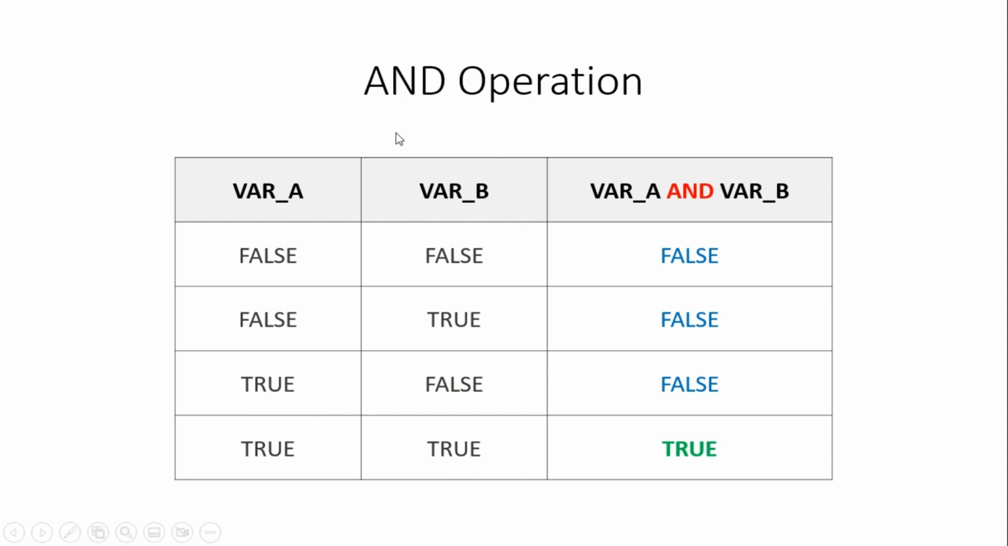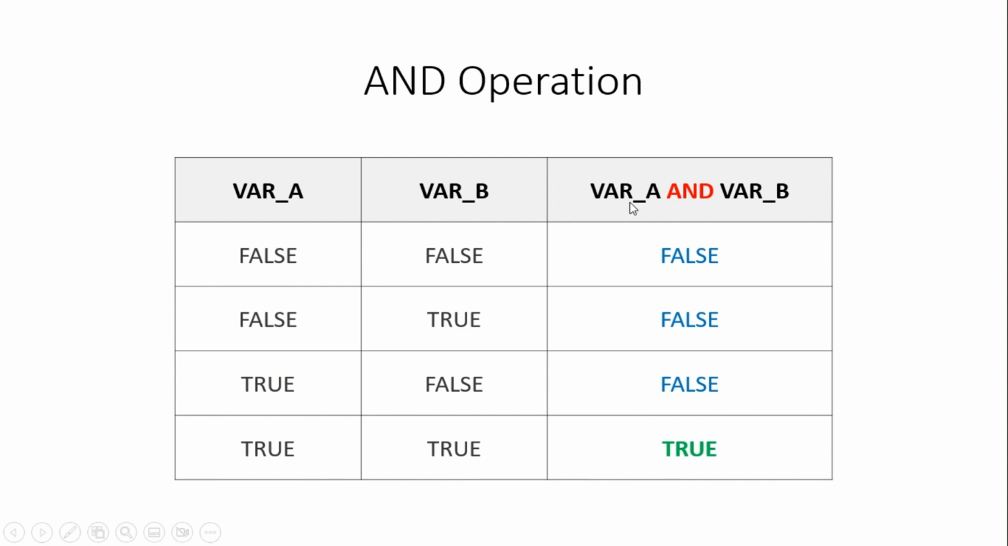So first is the AND operation. So what is AND? This operation requires two variables, variable A and variable B, for example. These are the possible sets of values of variable A and variable B. Each can have two values, true or false. In combination, they can have four combinations of values. And the expression variable A AND variable B is the expression which we are studying, the AND operation.